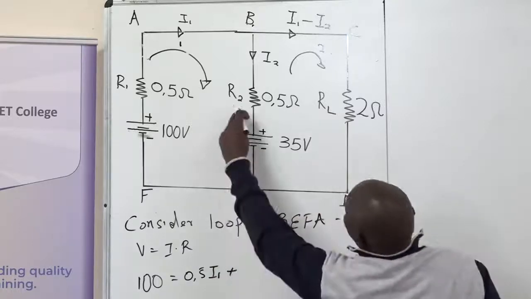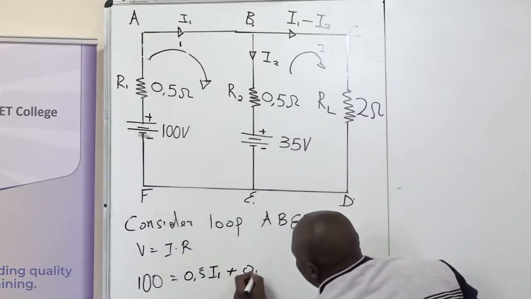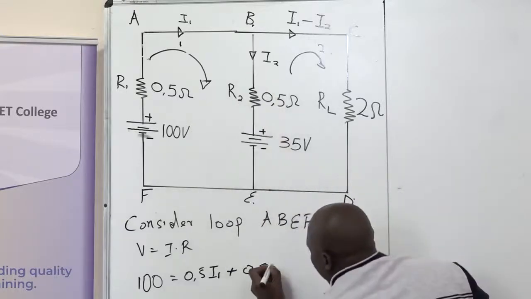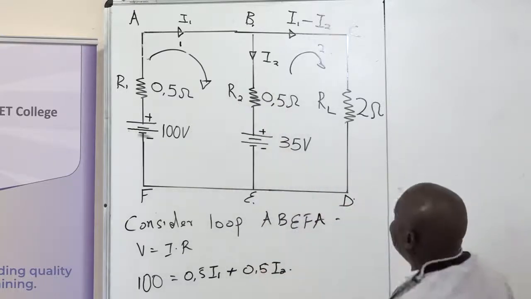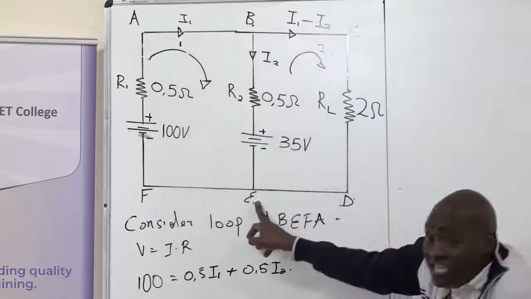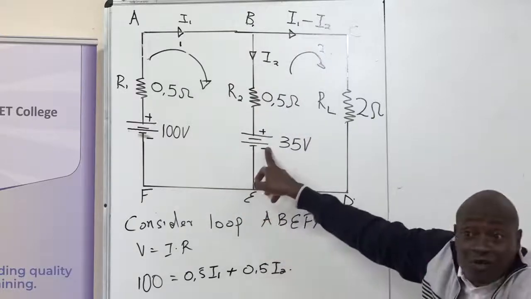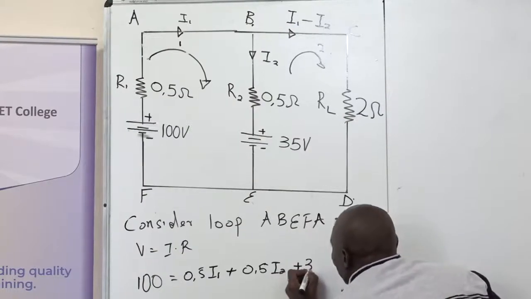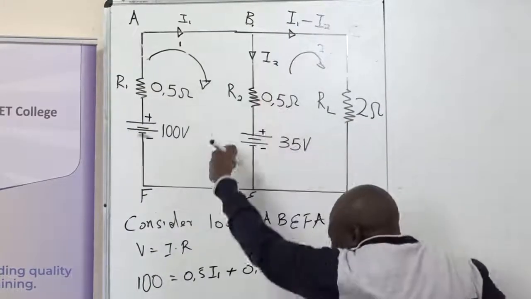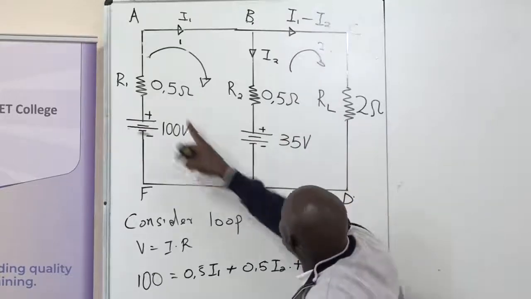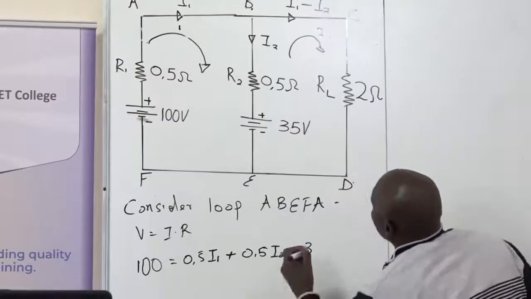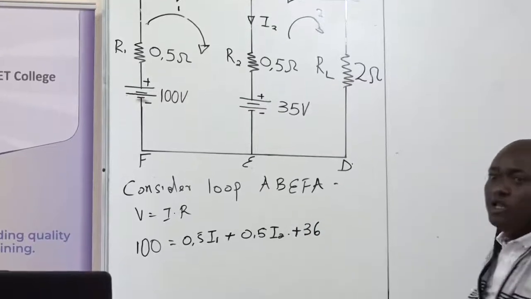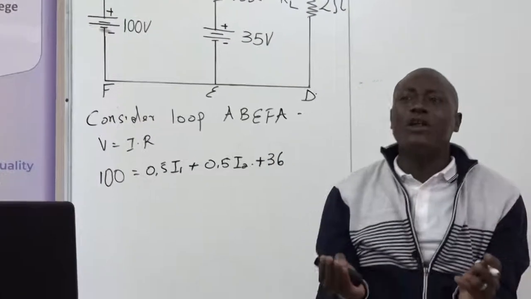The R2 is having a 0.5 again, and the current of that is the I2. But still, in B and E, I'm still having the voltage there. I'm still going to include that voltage because it is still on the same line with my voltage drop, which is 36. So now, to make things easier on our side, let's try to group the like terms.